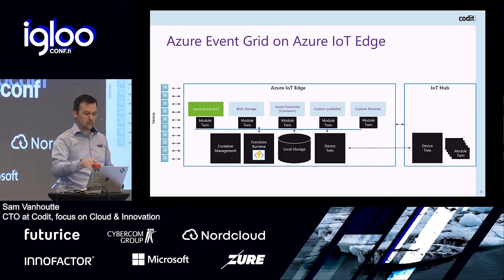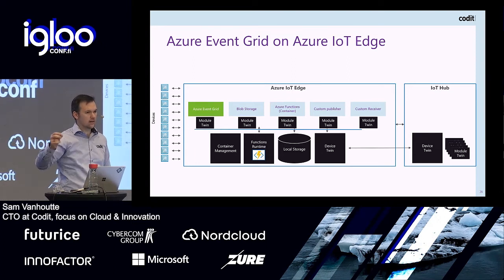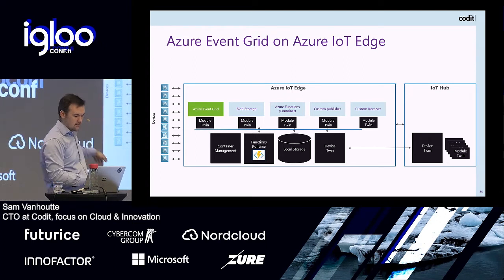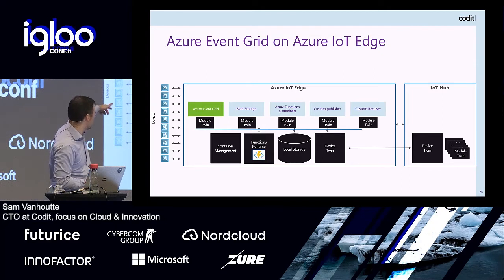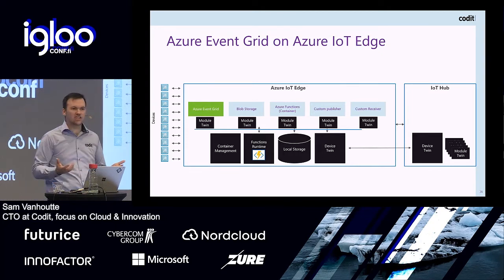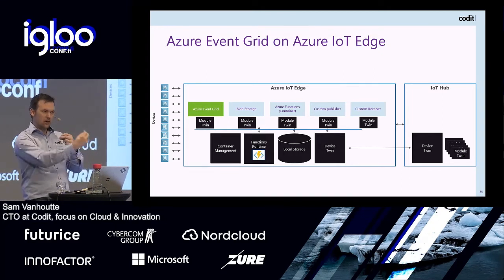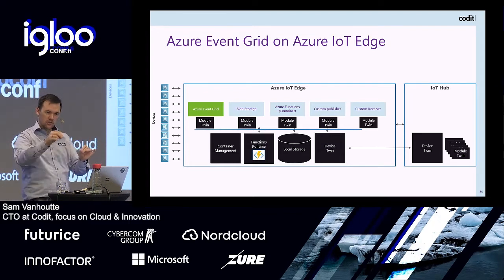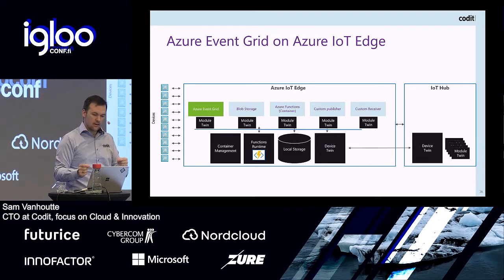Because the standard routing between one module and another module on IoT Edge goes over, let's call it the local storage, but it's the Edge hub. It's like a mini IoT hub on your device, and it's more asynchronous queuing, whereas with Event Grid, you can do push from one module to the other, okay?